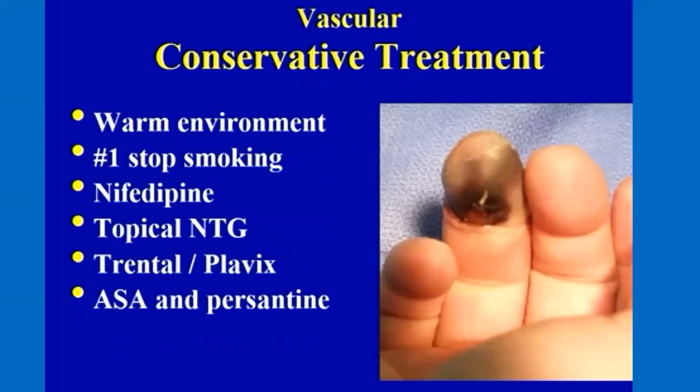Now, how do these patients present? The patient comes to you and tells you, "Doc, yesterday the tip of my finger was perfectly normal. Look at the way it has become. It was numb and painful, and now it's becoming senseless." Well, when you get these patients, you should treat them in a warm environment, and they should stop smoking. There is a medication you can give them, nifedipine, and you can give them topical nitroglycerines, Trental, Plavix, and acetylsalicylic acid, persantine. All these have been given to these patients. But the main thing is prevention by stopping smoking.